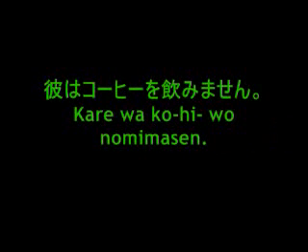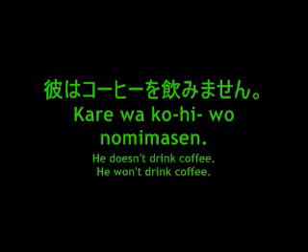So let's look at examples. 彼はコーヒーを飲みません. It can mean either he doesn't drink coffee or he won't drink coffee, because it's the non-past tense, which is both the present and future in English. Again, you can notice that nomimasen goes at the end of the sentence, whereas in English it goes in the middle of the sentence. I'm planning on making a video on Japanese sentence structure soon, so we'll learn more about that soon.